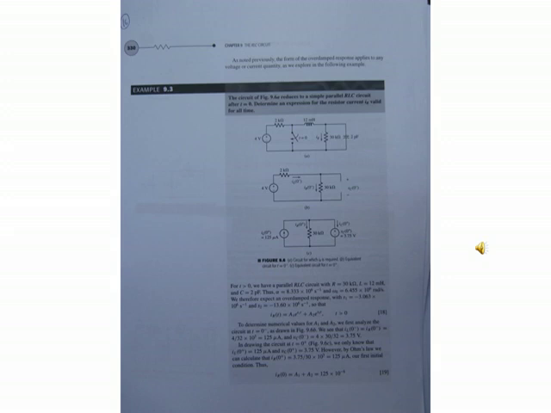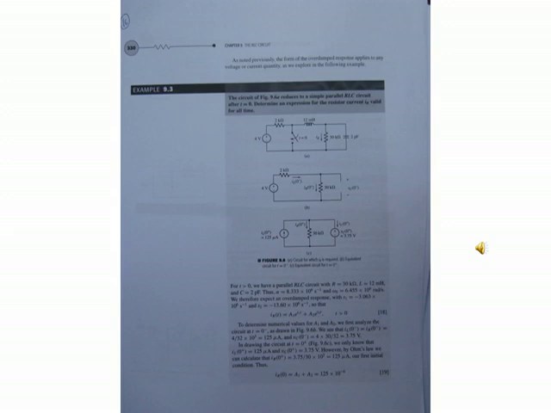Therefore, alpha can be calculated. Alpha is 1 divided by 2RC. So the alpha value is 8.333 times 10 power 6 per second. And also omega 0 can be calculated. Omega 0 is equal to 1 by square root of LC. So the L value and the C value are substituted, and omega 0 will be 6.455 multiplied by 10 power 6 radian per second.